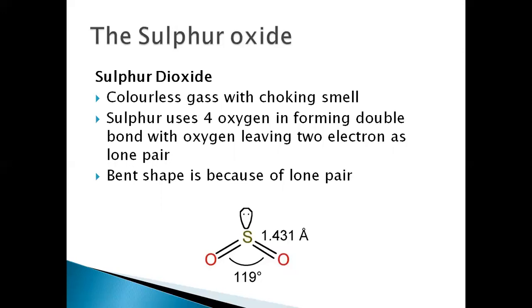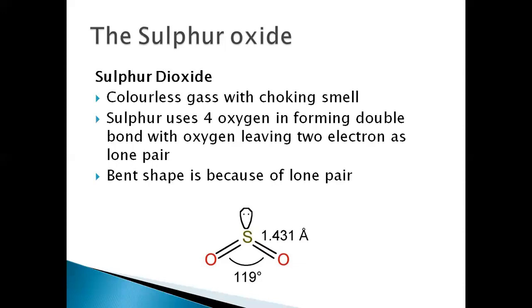When we talk about sulfur dioxide, as you know, sulfur belongs to group 6. It has 6 electrons in its outermost shell. Out of these 6 electrons in sulfur dioxide, 1 electron pair remains as a lone pair, while the other 2 pairs are involved in the bond formation with the oxygen atom. So sulfur uses 4 electrons in forming double bonds with oxygen, leaving 2 electrons as a lone pair. And due to this lone pair, its structure becomes a little bit bent because of the repulsion with the lone pair.